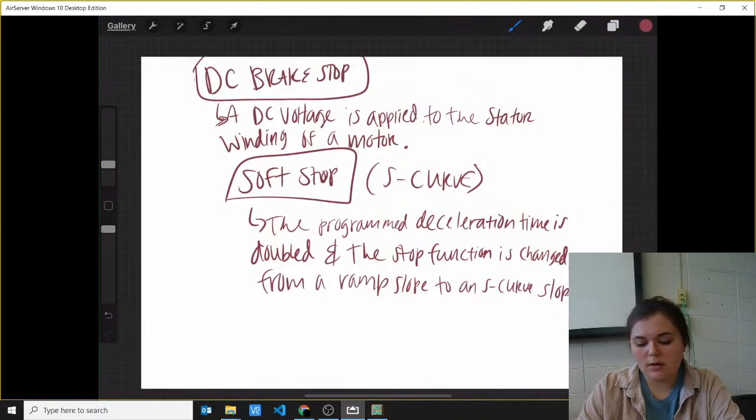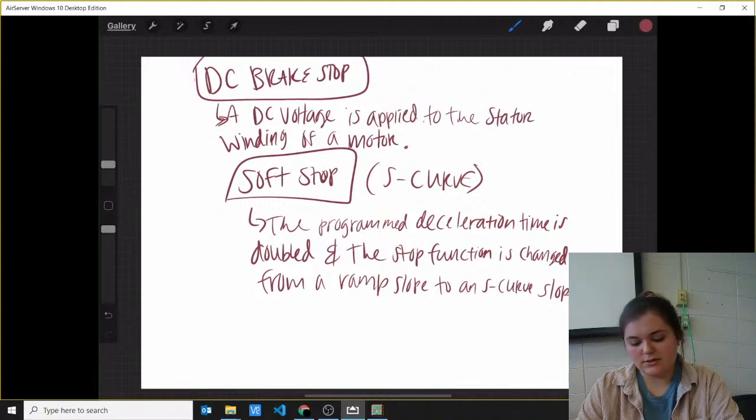DC brake stop: a DC voltage is applied to the stator winding of a motor. Do we remember what the stator is? It's the stationary winding of a motor. And the soft stop, or S curve: the programmed deceleration time is doubled and the stop function is changed from a ramp slope to an S curve slope. That means it's going to stop fast, but not so fast that it damages the equipment.